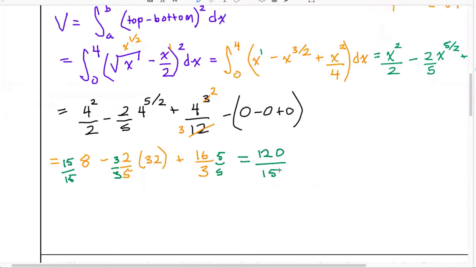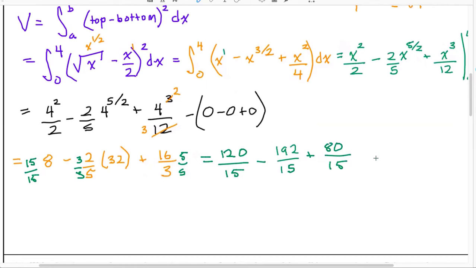So 120 over 15 minus, okay, so 3 times 2 is 6. Maybe it's easier to do 2 times 32 is 64. 64 times 3 is 192. Hopefully someone can check that. 192 over 15. And then plus 16 times 5, that's going to be double 120, oh no, that's 80. 80 over 15. Cool, they all have like denominators.